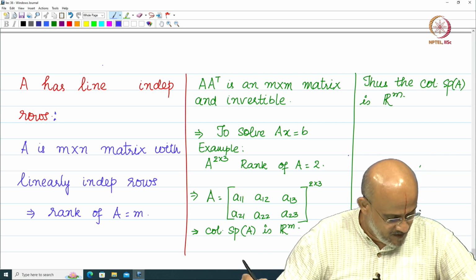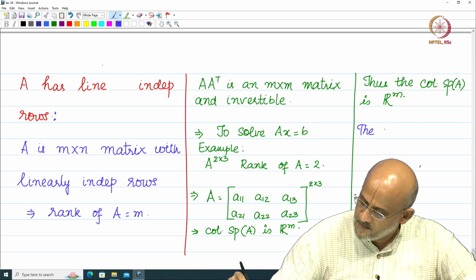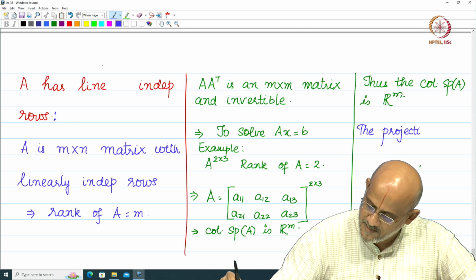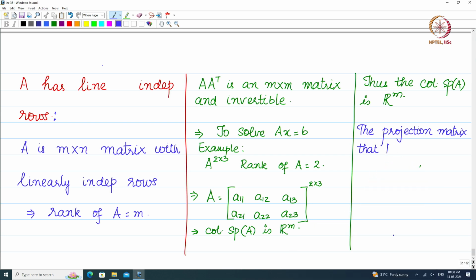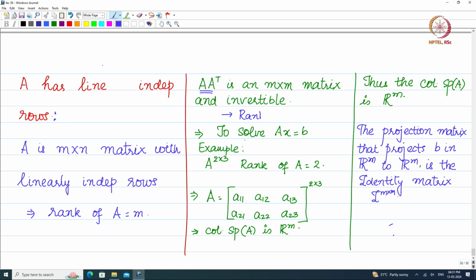We are going to say that the projection matrix that projects B in Rm to Rm is the identity matrix, M cross M identity I, M cross M. Now, we have already said A transpose is an M by M matrix, it is invertible, and this has also the rank M, rank is equal to M.